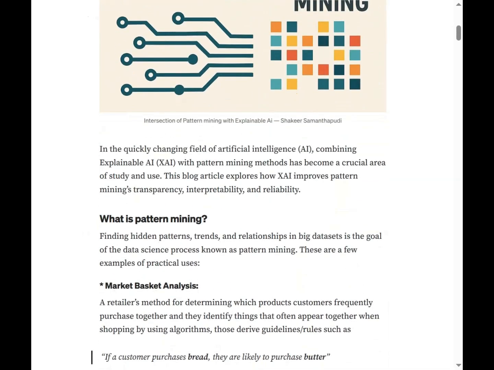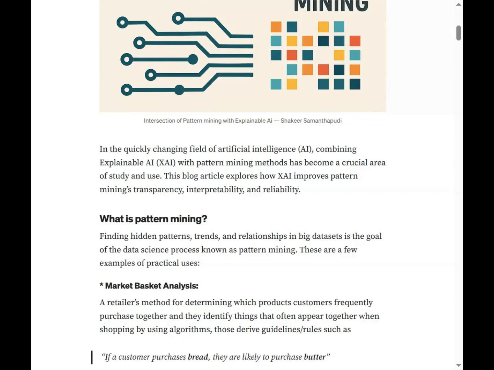So, to introduce this concept, let us see why pattern mining and explainable AI are coming together. Because in today's fast-paced AI landscape, one challenge is making AI decisions understandable. So here, let us discover what pattern mining is first.